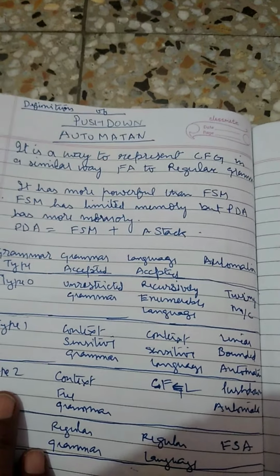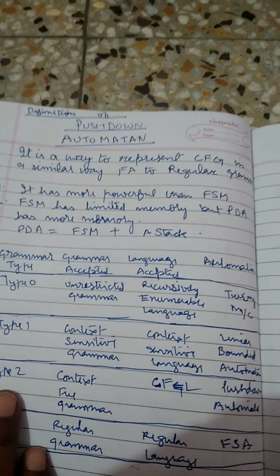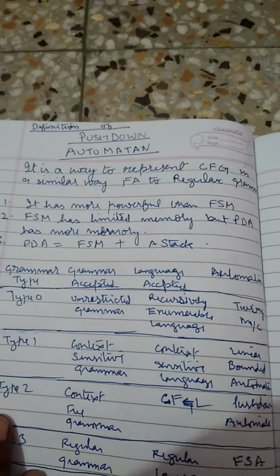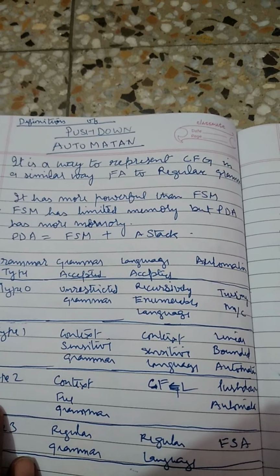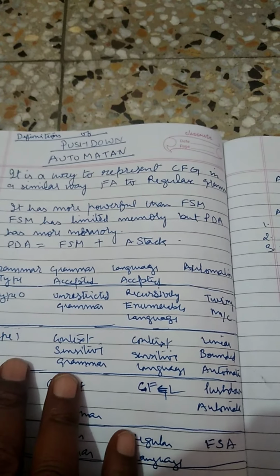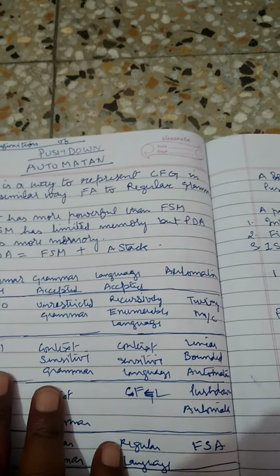Today I will discuss push-down automata. It is a way to represent context-free grammar in a similar way as finite automata is represented by regular grammar.